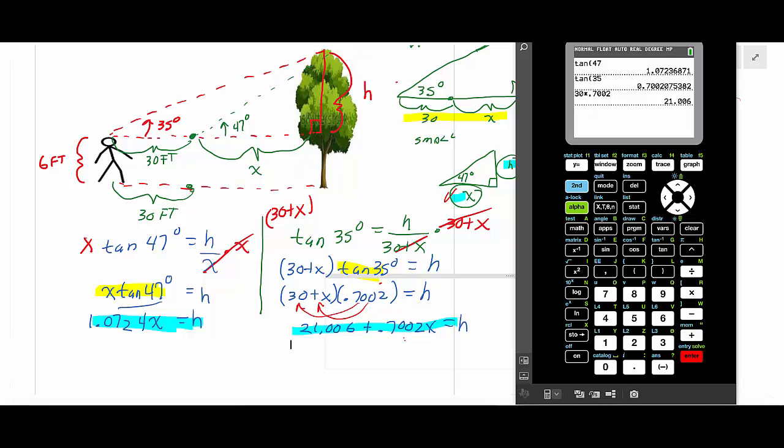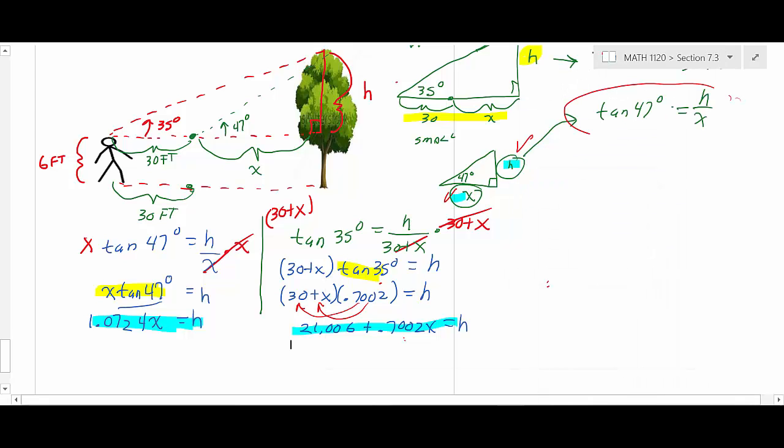And now what I can do is I can set those equal to each other and find x easy enough. Okay, you guys get the gist of what I'm doing? Okay, again, this is one way to do it. You could have solved those equations instead of for h for x. It may be easier that way. I don't know.